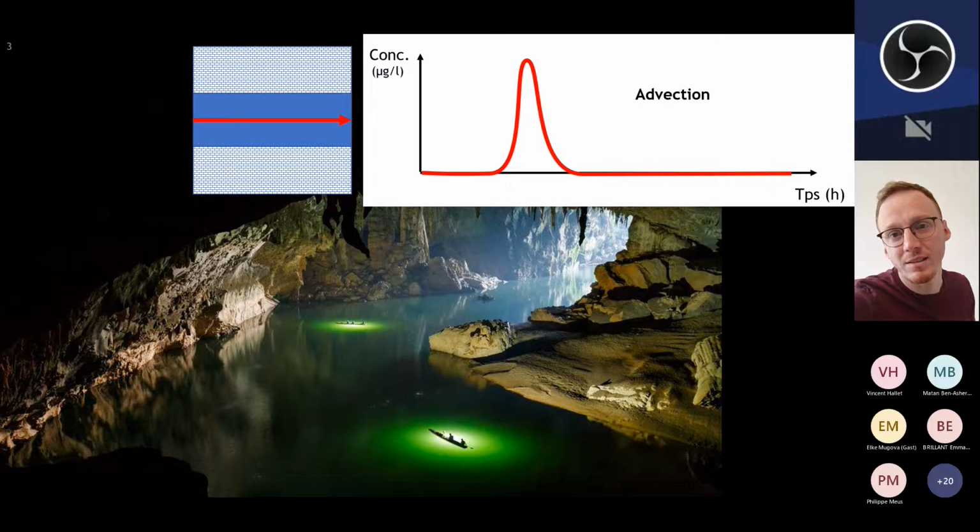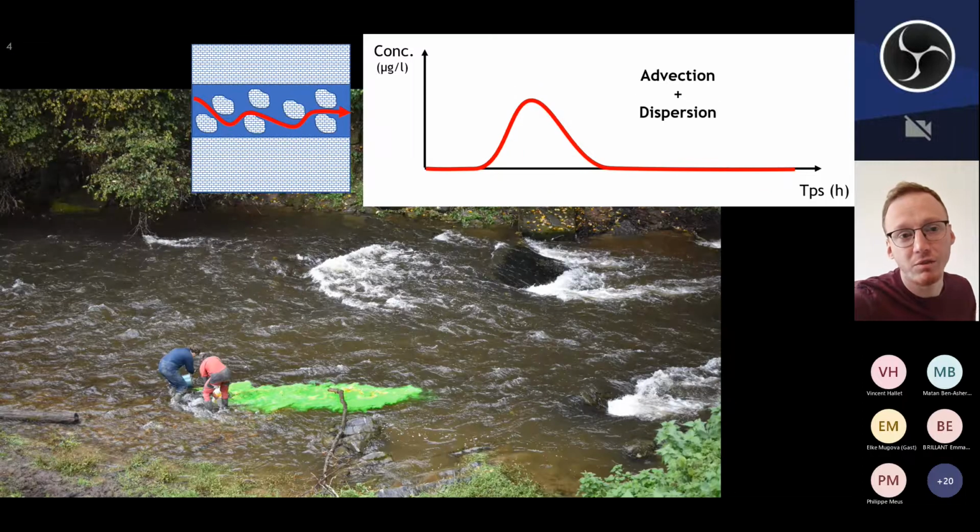If you add to that dispersion, that's mainly longitudinal dispersion, you can have a curve that becomes smaller and spread out through time. This is due to obstacles and turbulences in the river, like in the picture, that makes the tracer more spread out through time, so the curve is longer.